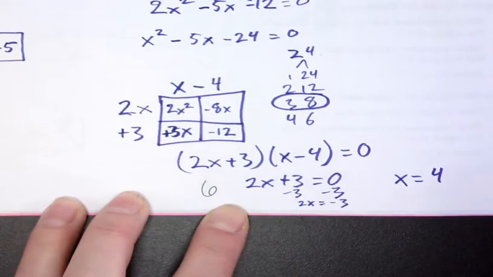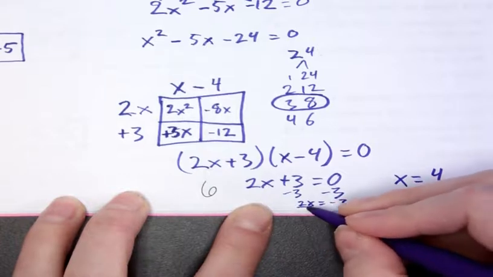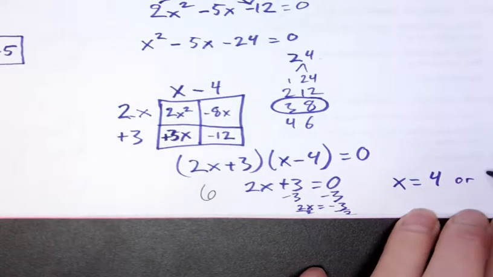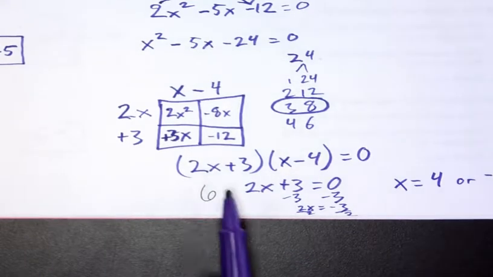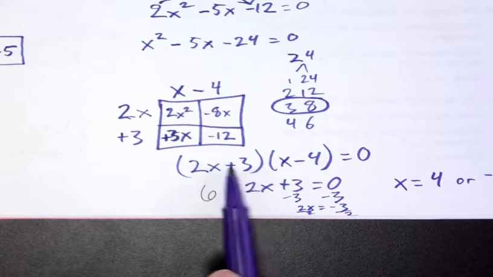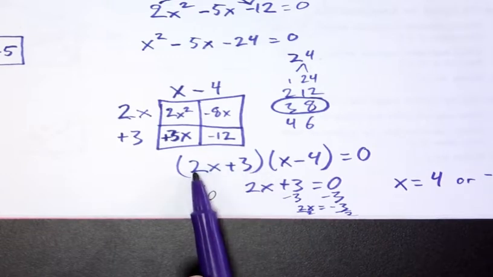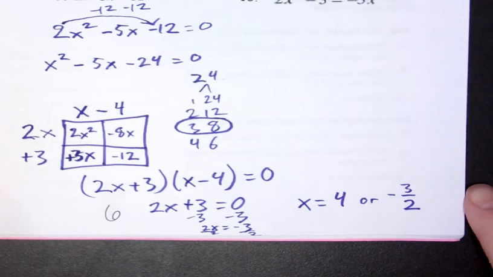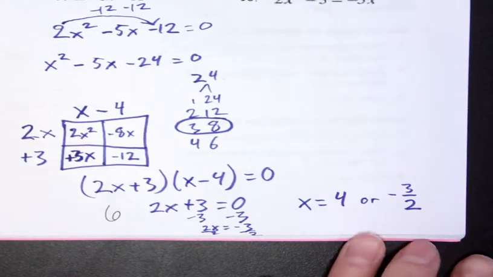I ran out of space on my paper. And then I divide by 2, right? So it becomes negative 3 over 2 or negative 1.5. So if you like memorizing patterns, the pattern's always just going to be negative that number divided by your coefficient. So negative 3 over 2 or negative 1.5.